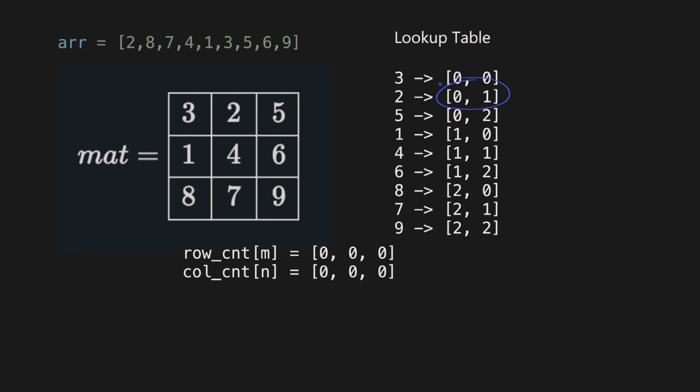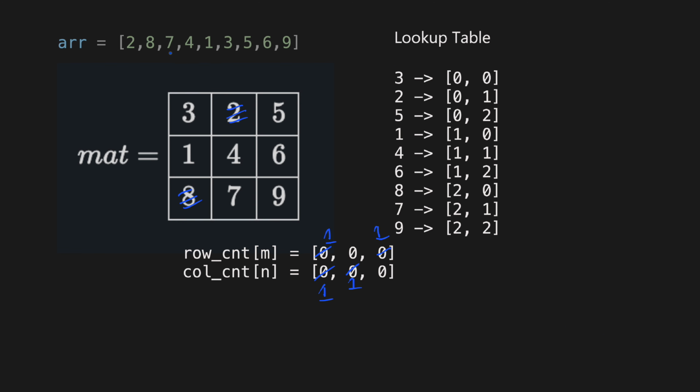So we look up for 2 in the lookup table and we get its row as 0 and column as 1. So we paint it and we will increment the count at the row 0 and column 1 by 1. Then at index 1 we see 8, which is located at row 2 and column 0. And when we paint this cell, we increment the painted cell count for row 2 and column 0 by 1.